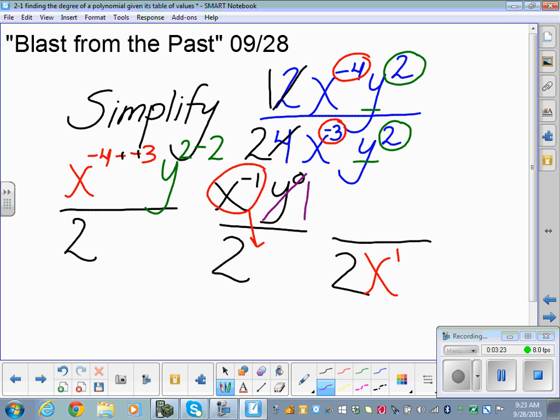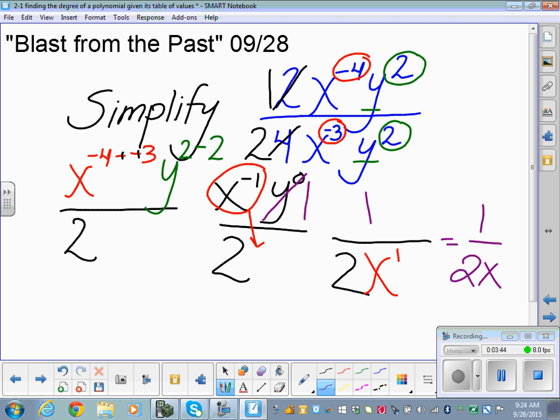I saw many of you do that on the test. You said, oh, it goes to a 1. The 0 doesn't become a 1. The whole thing becomes 1. Does that make sense? So what's left on top? 1. So our final answer in this one will be 1 over 2 times x. X to the first is just x. Do we have any questions on that?